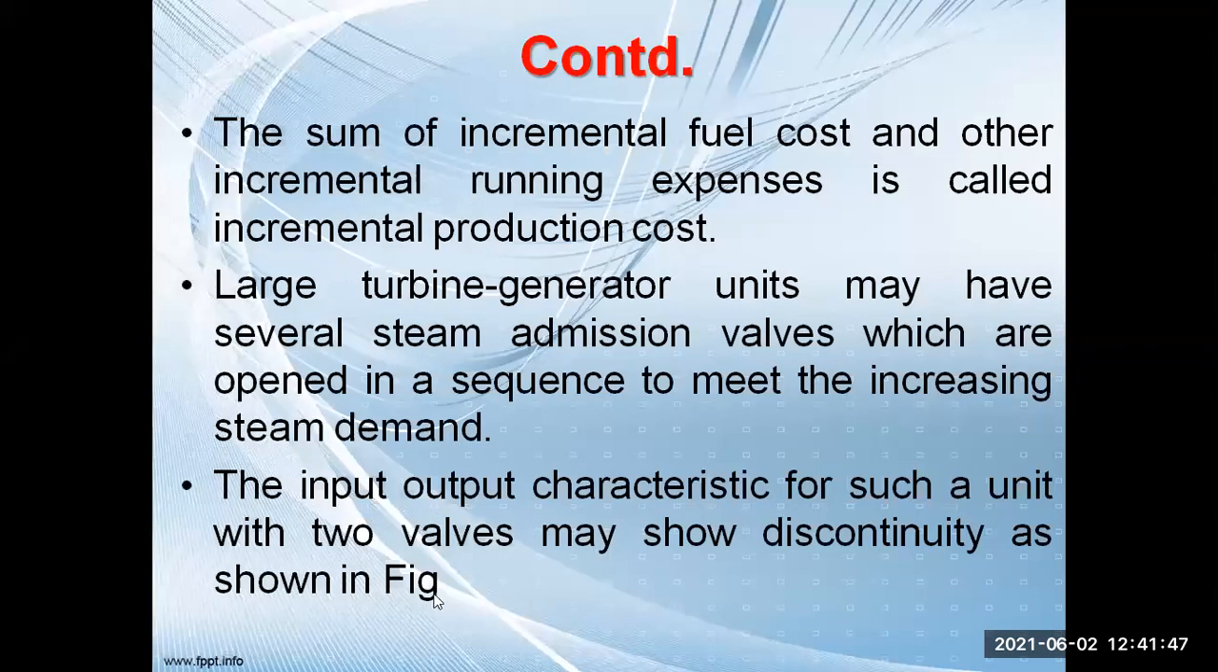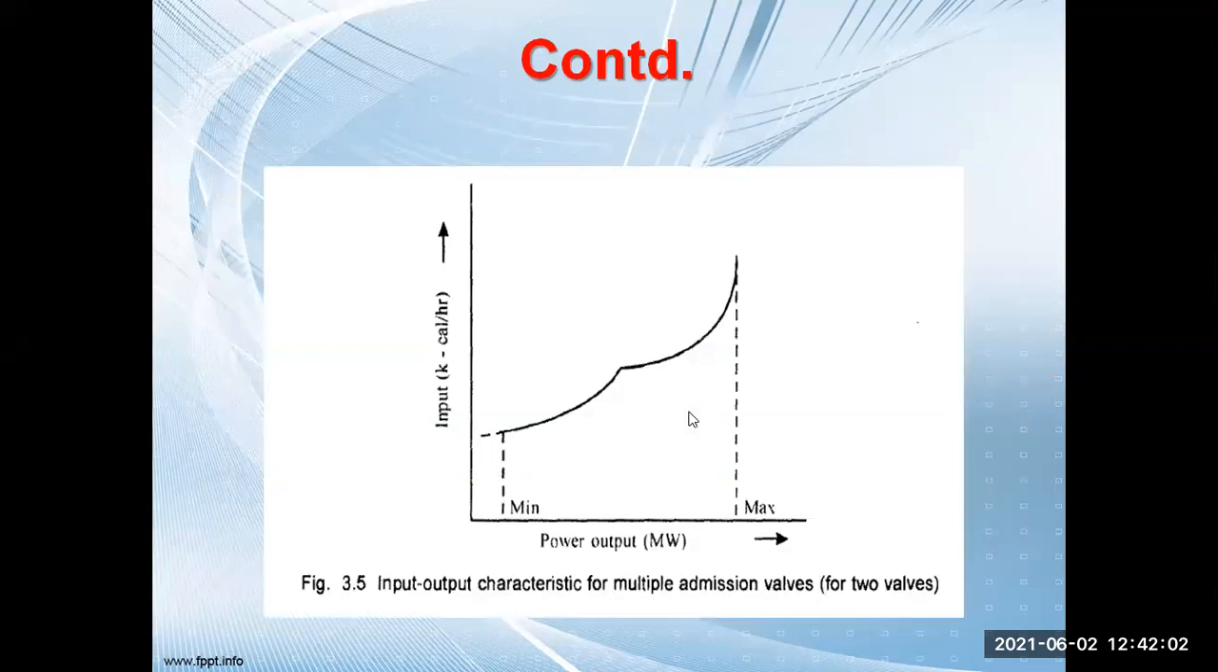So there are many valves at the power station. Those valves are operated with the help of some pumping devices, which open or close depending upon the type of load. Here you see the nature of the curve. It is something like this. Here, when the valve operates, this is a point of discontinuity.